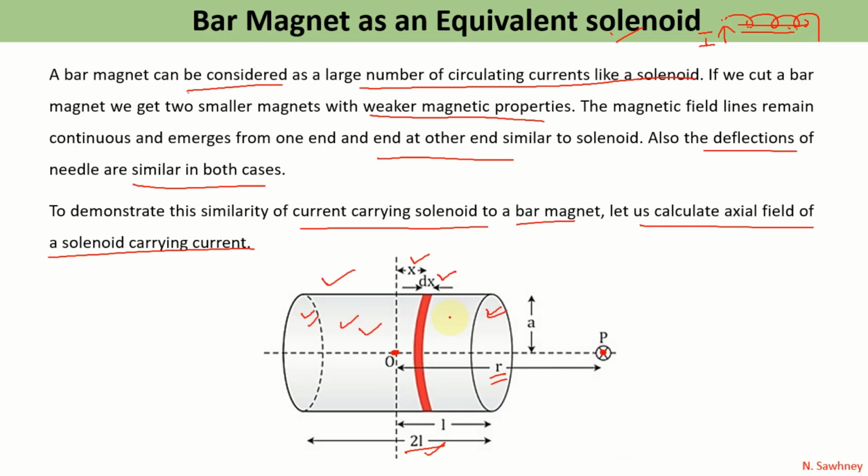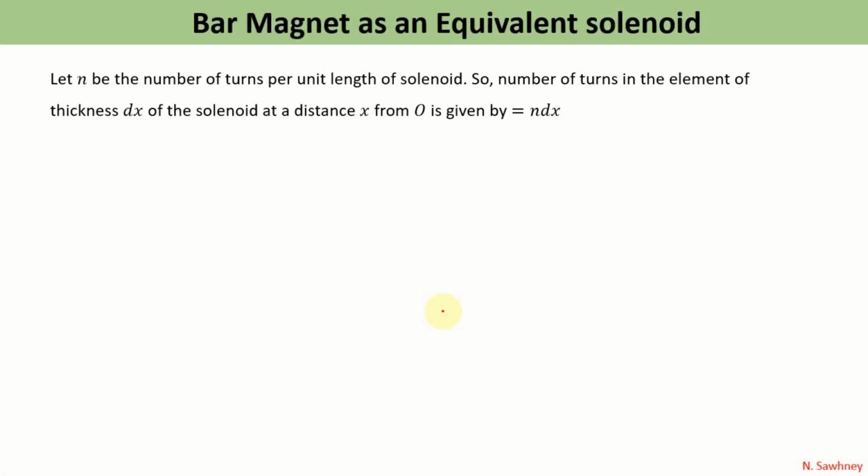So in order to prove it to a bar magnet, we have considered one circulating current loop of thickness dx, which is at a distance x from the center. Let n be the number of turns per unit length of the solenoid. So the number of turns in the element of length dx will be given by n times dx, as it is the number of turns per unit length. So the number of turns in thickness dx will be n times dx.